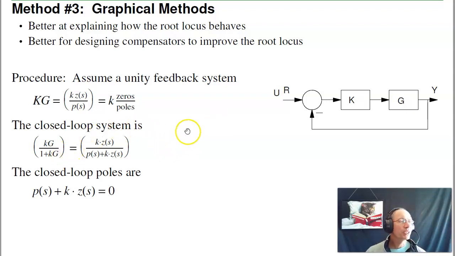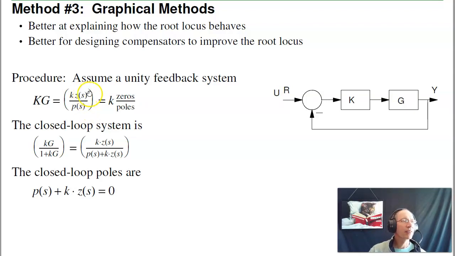The procedure is to first assume a unity feedback system like so, and then g times k I'll define as k, just a gain, times zeros over poles. The numerator is called the zeros, the denominator is called the poles, and that's because if I plot the gain versus frequency, when the numerator is equal to 0, the gain is 0, hence the name zero. When the denominator is equal to 0, I divide by 0, and the gain goes to infinity. So it's like you took a membrane and stretched it to infinity with a pole underneath the membrane, hence the word pole.